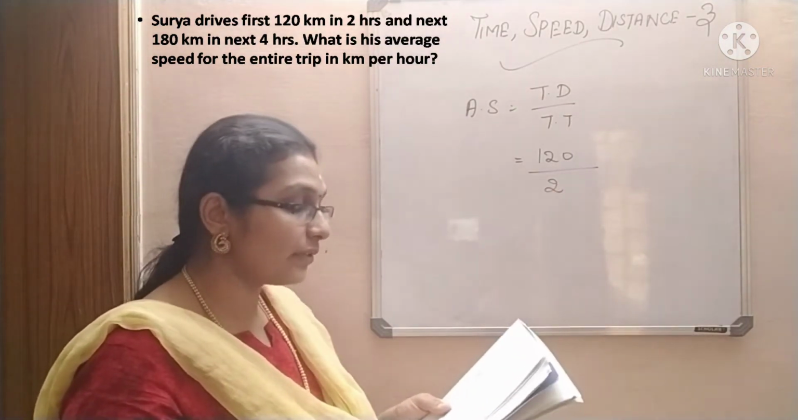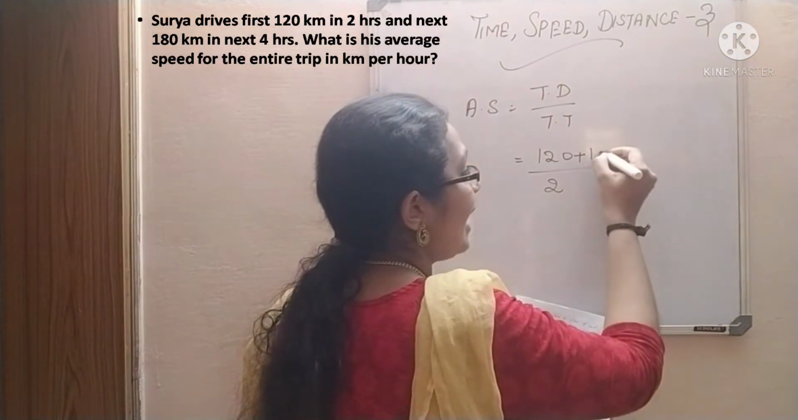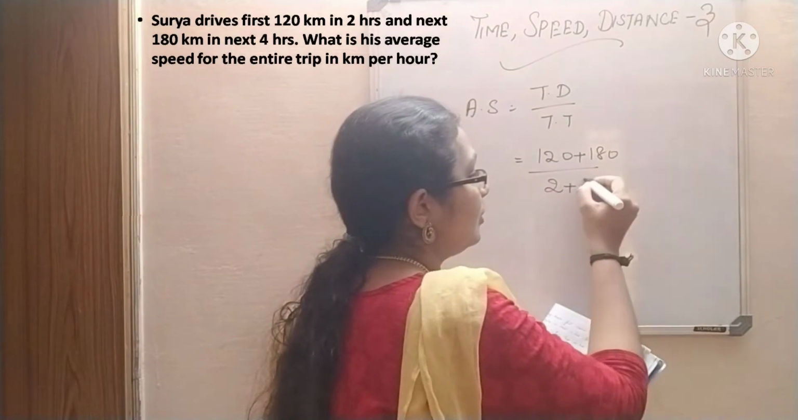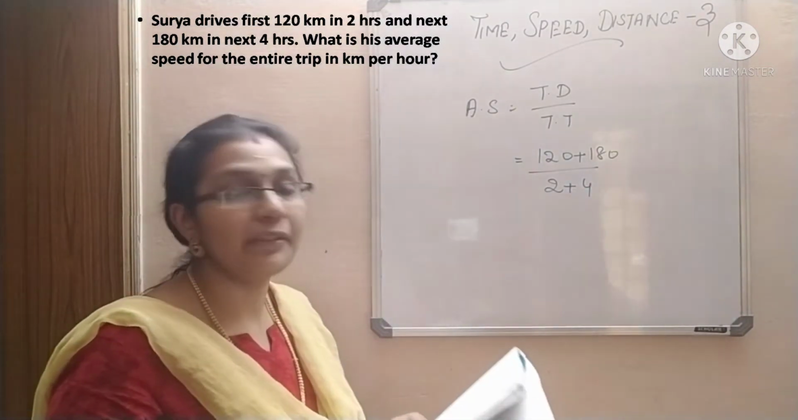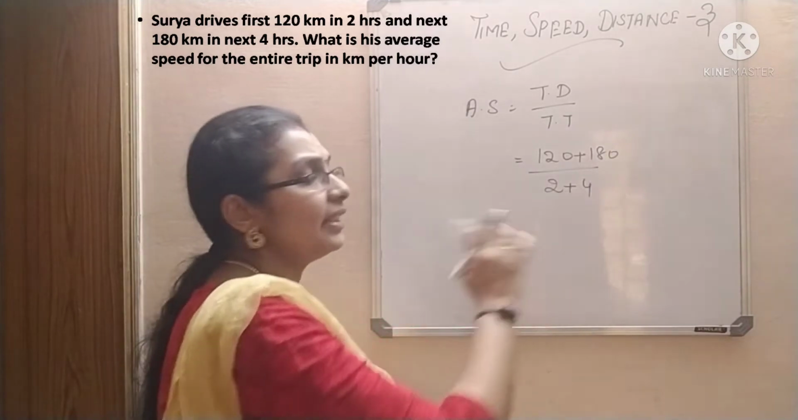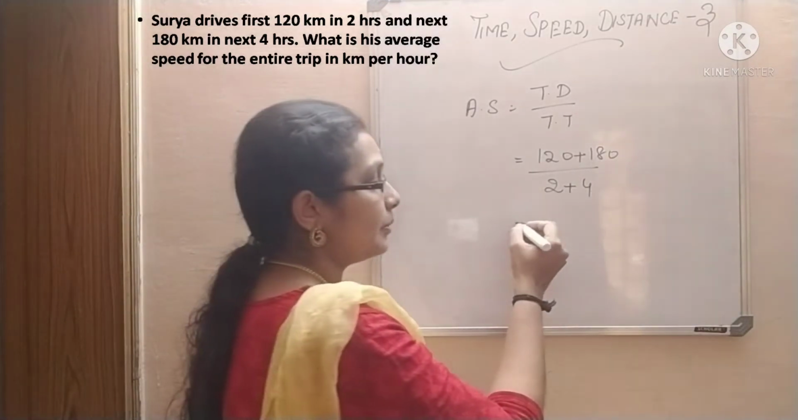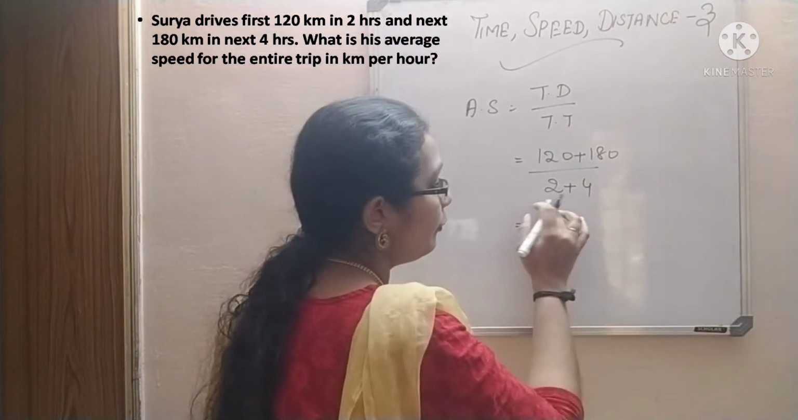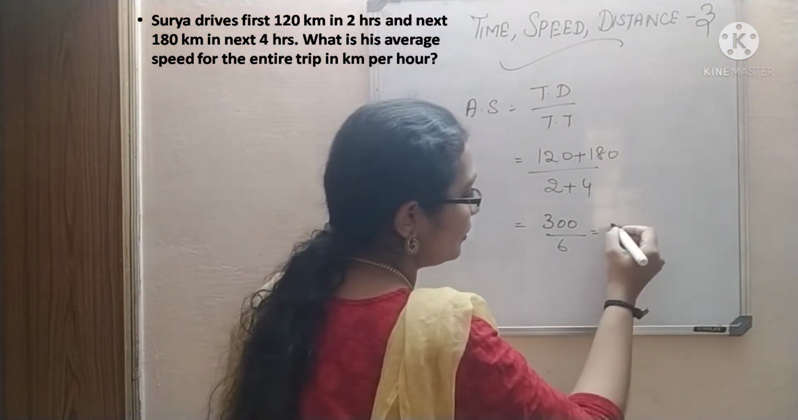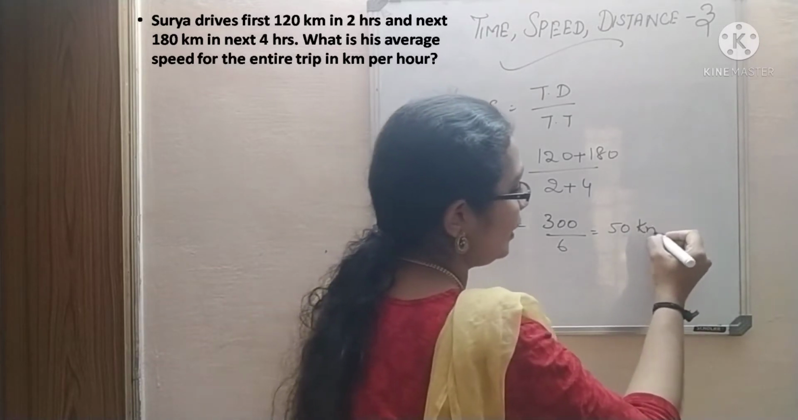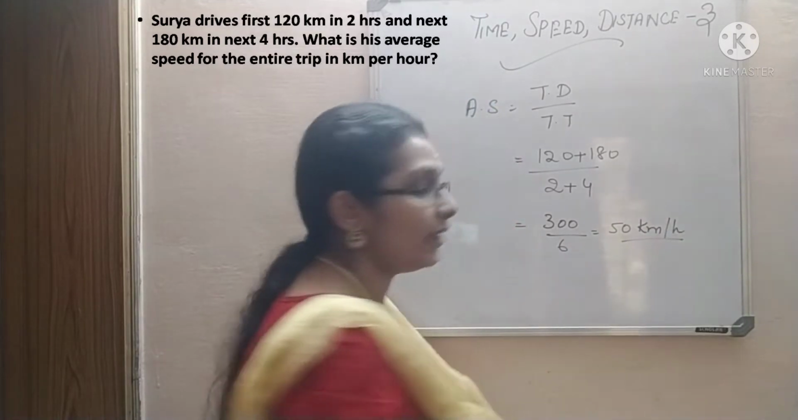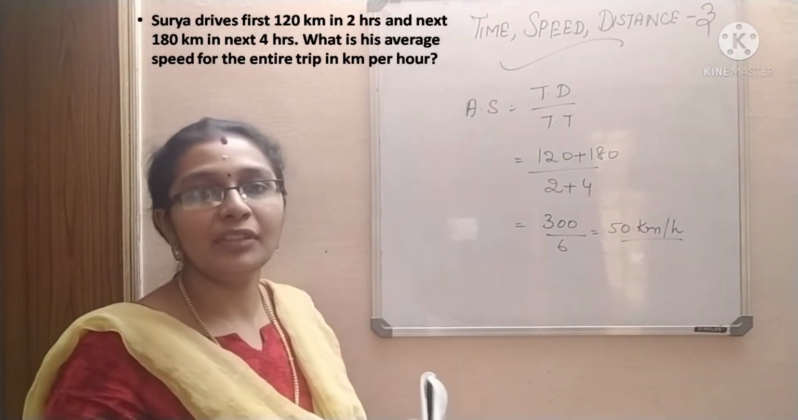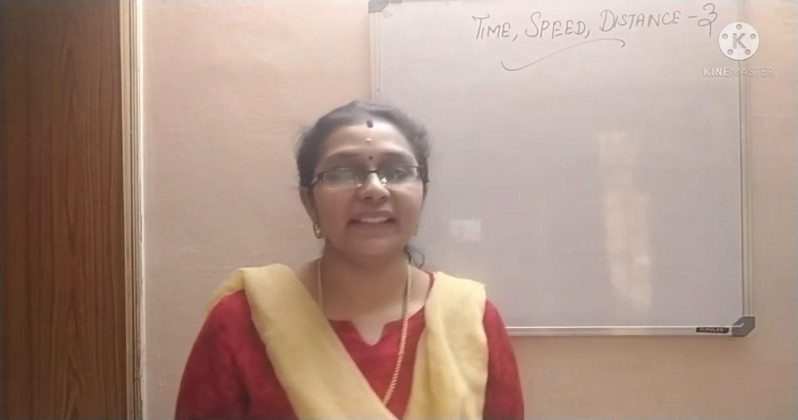Next 180 kilometers in the next 4 hours. Now we have to add up the distance, and the time also you will have to add. What is the average speed in kilometer per hour? Since everything is given in kilometer and hour, you can just substitute and find the answer. So 120 plus 180 is 300, divided by 4 plus 2, which is 6. 6 fives are 30, so 50 kilometer per hour. So this is the average speed. This is a direct, very simple question. From the next question we'll go deeper into it. Okay, see the next question.